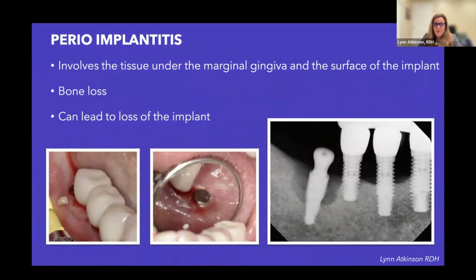This is definitely a peri-implantitis case, and it involves the tissue underneath the marginal sulcus there, the gingiva, and also the bone. So it can lead to loss of the implant. So that's something that can be treated by a laser as well.